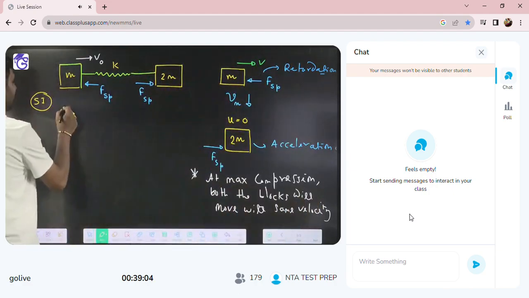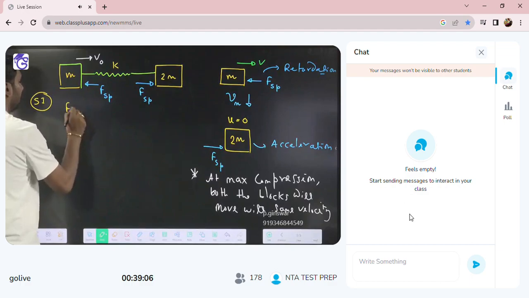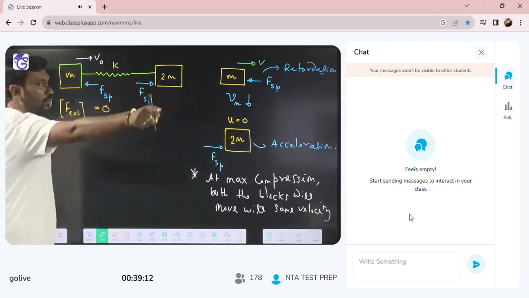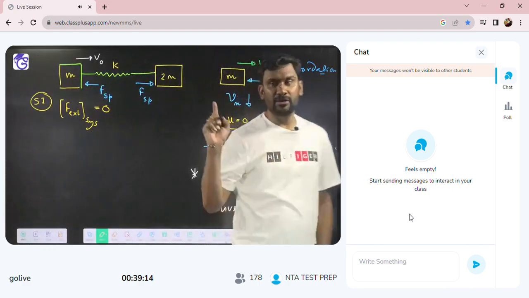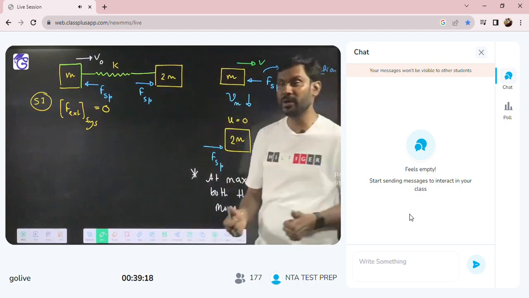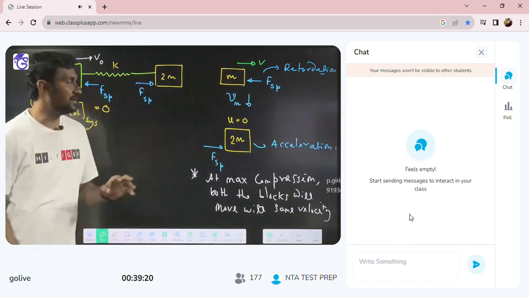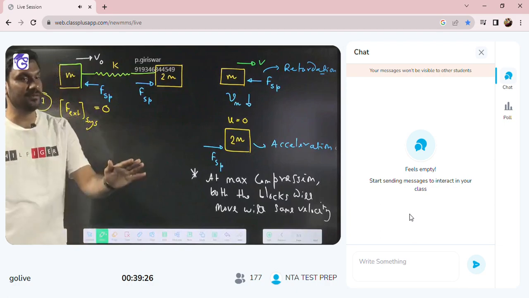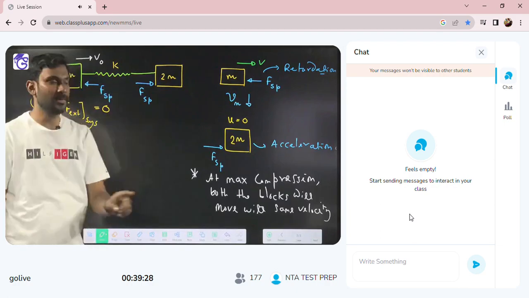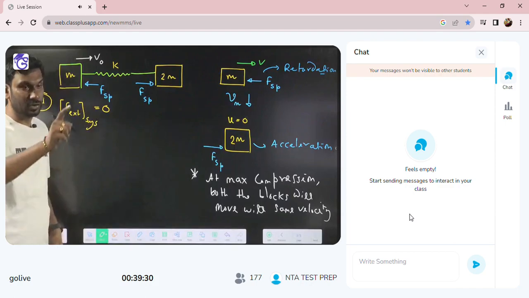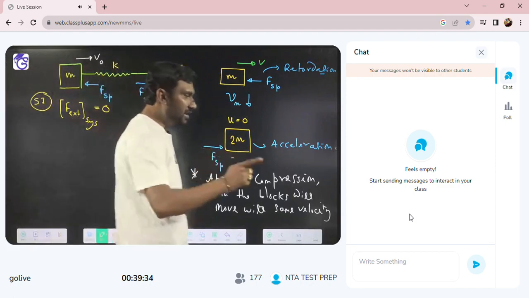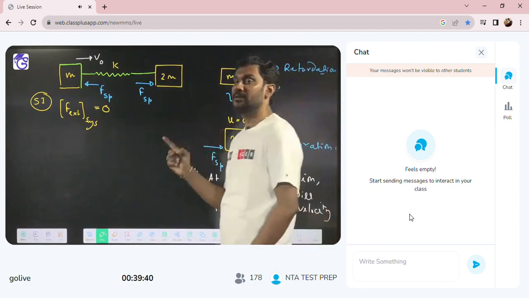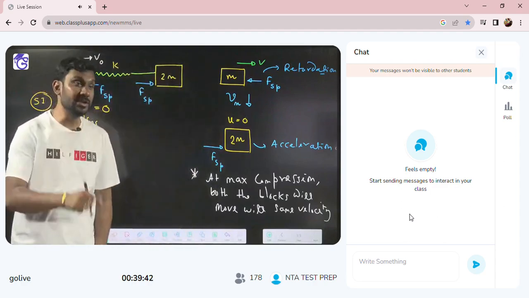Step 1 is saying that F external on the system is equal to 0. There is no external force acting on the system because the spring force is an internal force. Do you agree with me? If I consider m, 2m and the spring as a system, for the system there is no external force. Spring force is the internal force here. So the external force acting on the system will be equal to 0 in this case. Do you think it is correct?